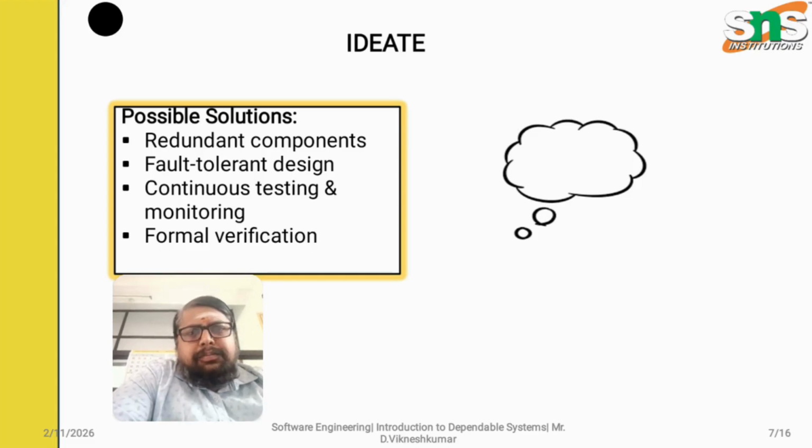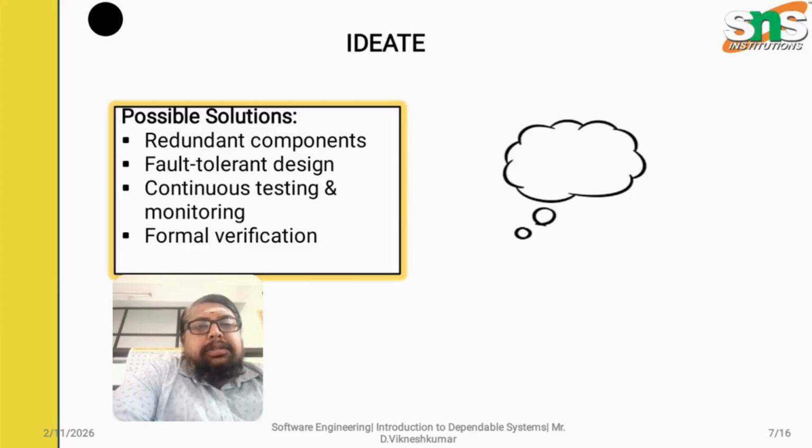Next, we are going to ideate. The idea is to find numerous possible solutions. The possible solutions are redundant components, fault tolerant design, continuous testing and monitoring, and formal verification. First, reliable redundant components, where you have numerous backup systems already available. Next, fault tolerant design, where the design maintains fault tolerance. Next, continuous testing and monitoring of the system. And we have formal verification.